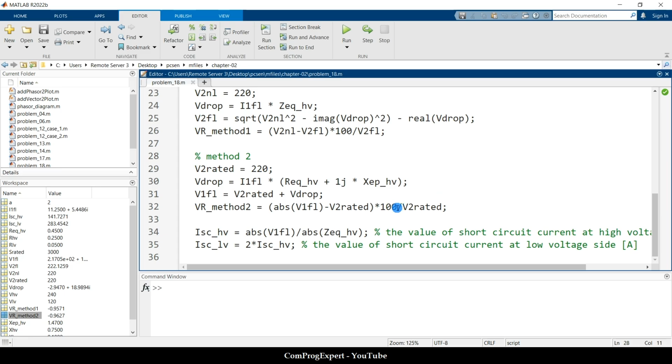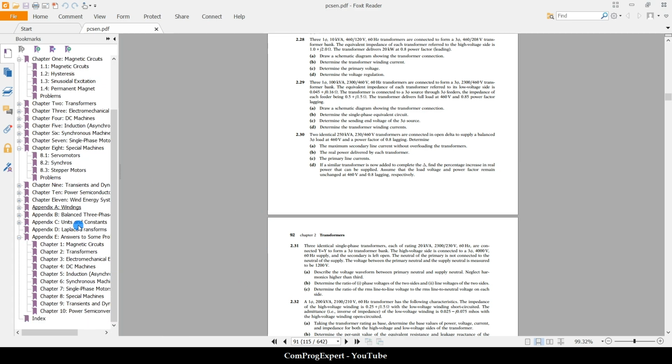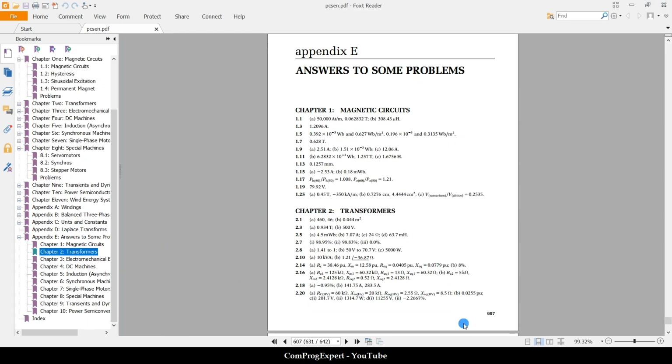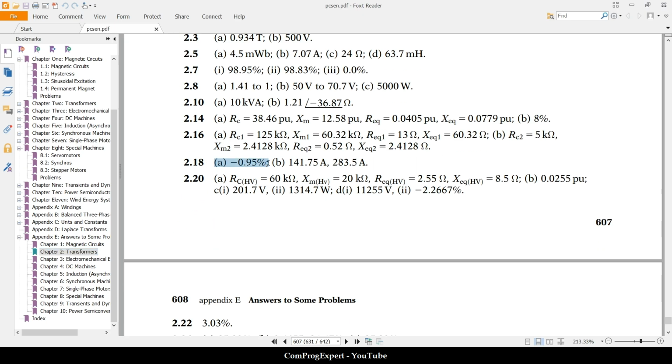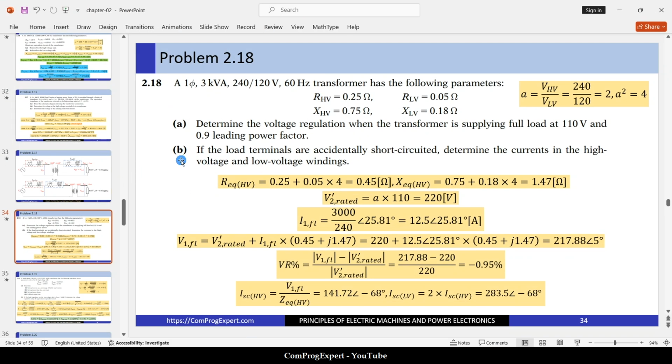So, yes, let's check the numbers from the reference. Chapter 2, problem 18. The part A is the same number that we calculated here. Let's go for the next part, part B. If the load terminals are accidentally short-circuited, determine the currents in the high voltage and low voltage windings.